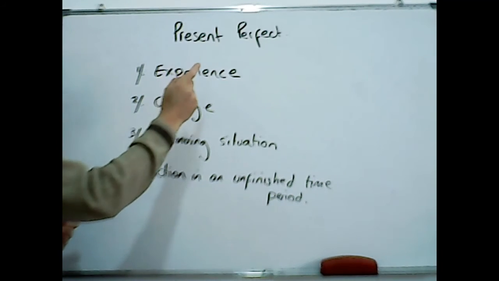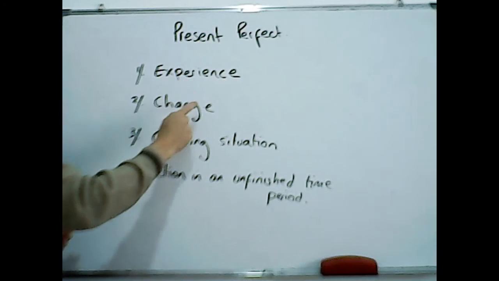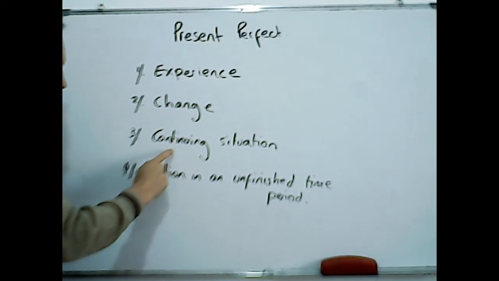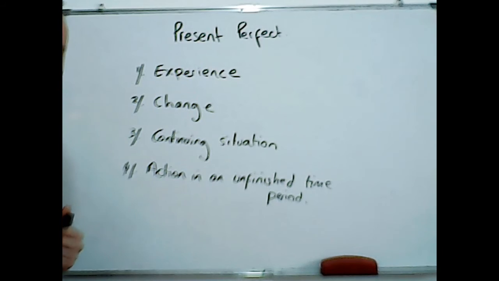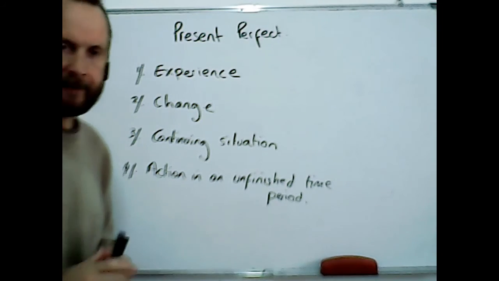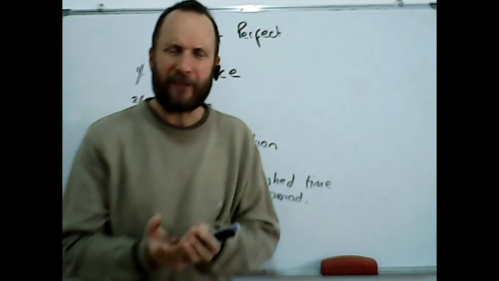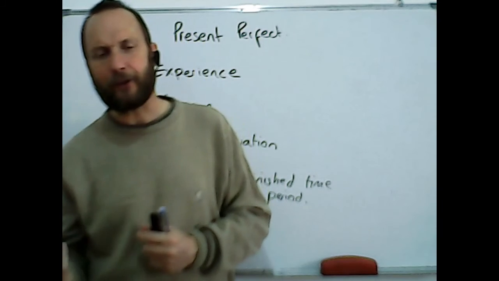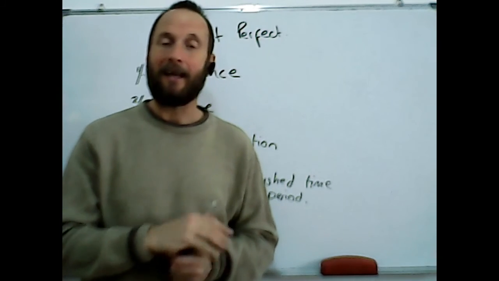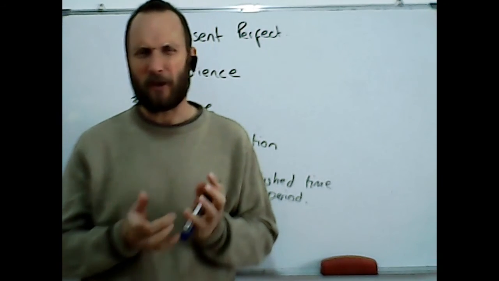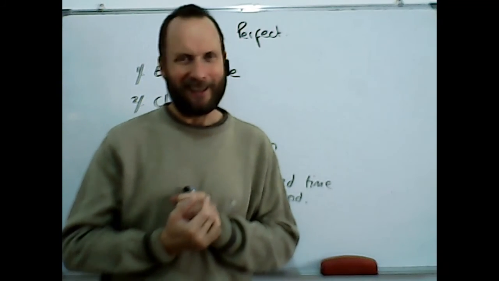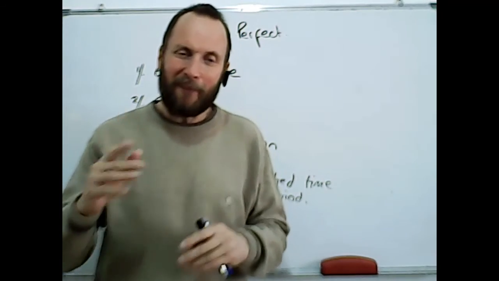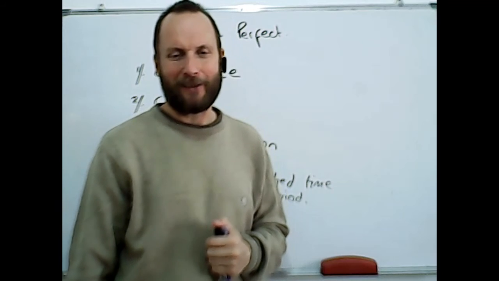We'll look at experience, present perfect, for experience, for change, for continuing situation, and for an action in an unfinished time period. We'll also look at a couple of other things. We'll look at for and since, and we'll look at some strange verbs like been and gone. Alright? Okay, so that's just an introduction. We'll carry on more tomorrow and the next few days.